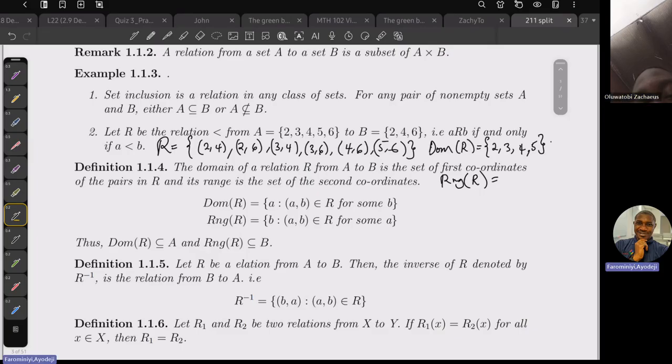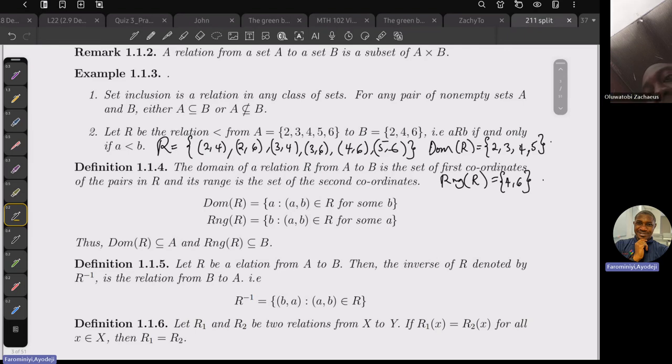Are you sure? Oh, sorry, sir. Let me confirm. That's 4, 6. Yeah, 4, 6 only. I was just looking at the main set. I was not looking at the Cartesian product. Okay. So don't forget, it is not the Cartesian product. It's a subset of the Cartesian product.